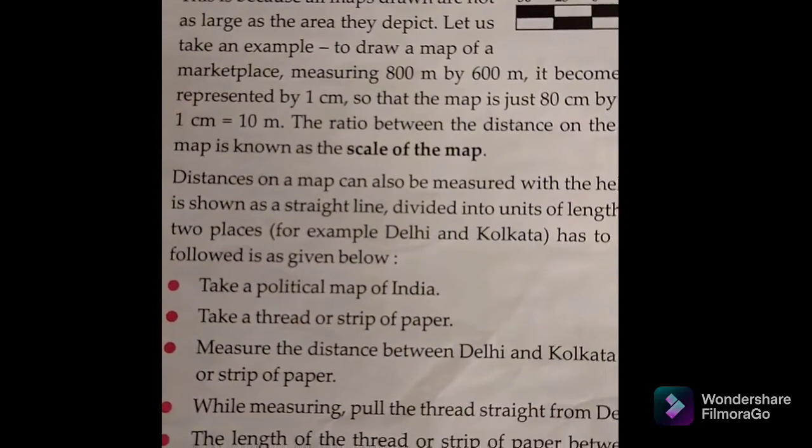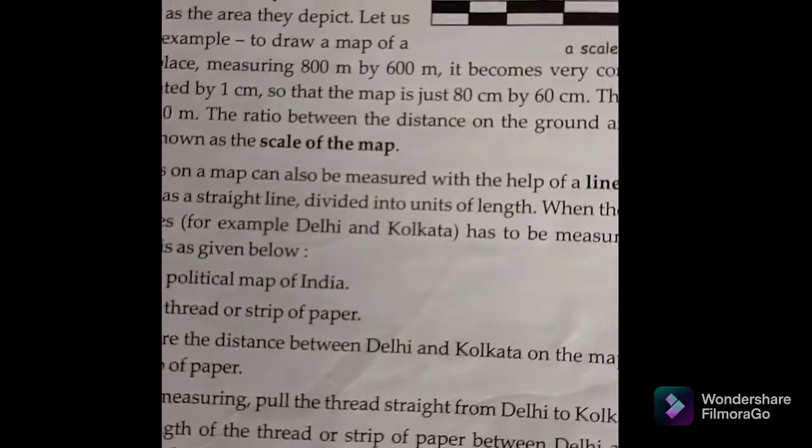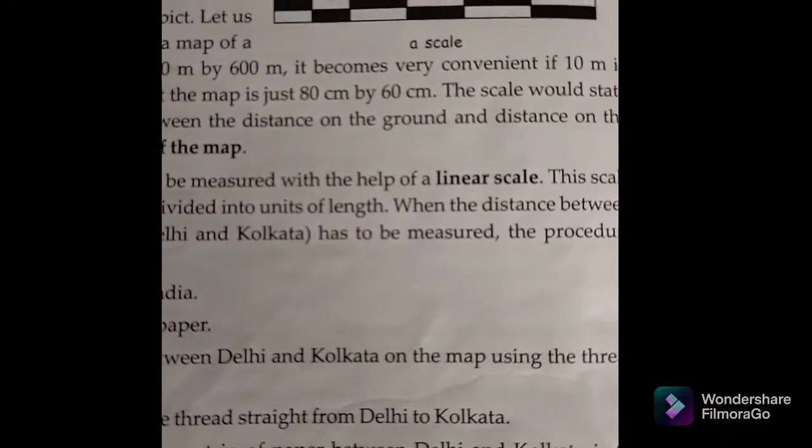Distances on a map can also be measured with the help of a linear scale. This scale is shown as a straight line divided into units of length. You can see, this is the scale.